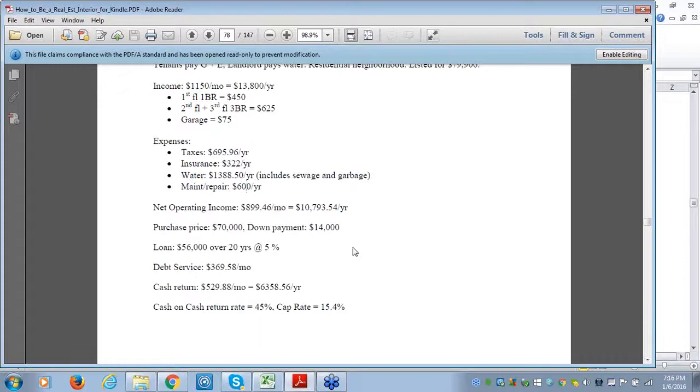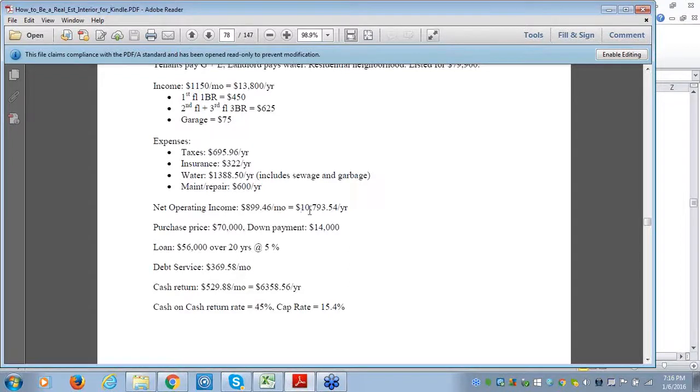So how you calculate cap rate is this. You take your net operating income for the year, and I want everybody right now to get out a piece of paper and pen or pencil, or use your phone if you want, or a calculator. What you want to do is divide $10,793.54 into $70,000. That's your cost basis. That's what you're purchasing the property for.